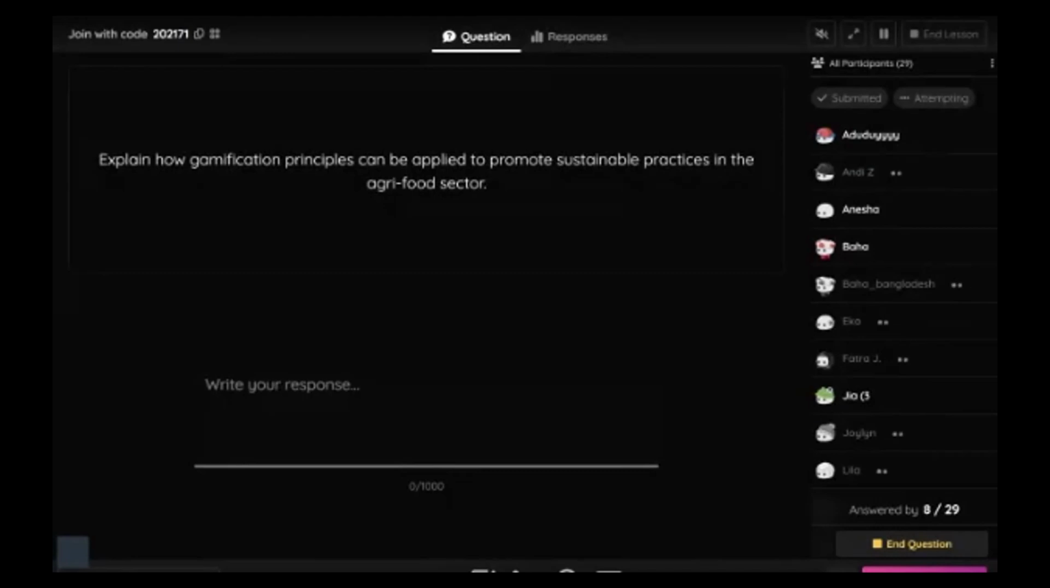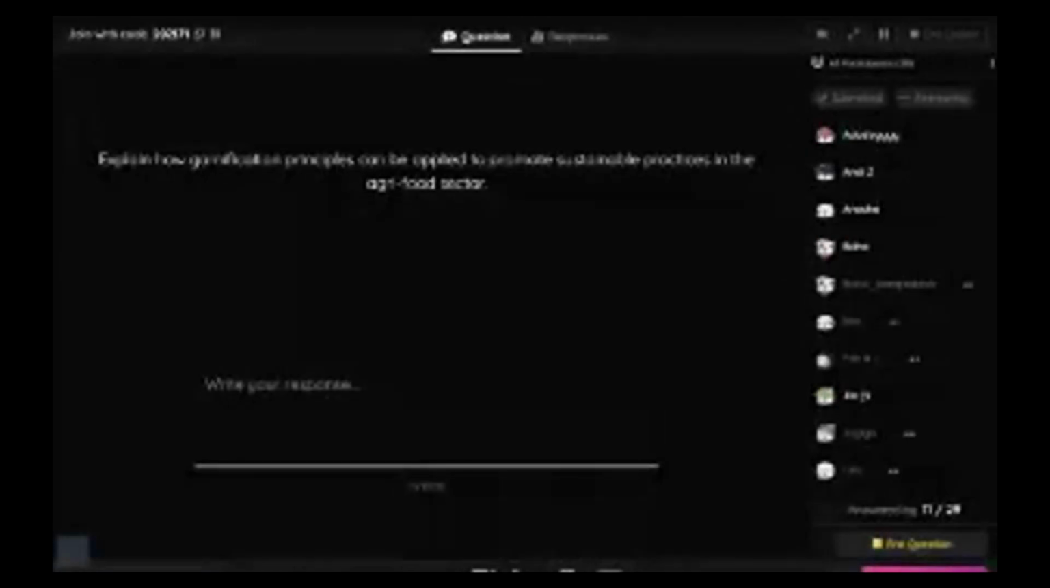So let's define it first. What are sustainable practices? Sustainable practices are any practices that we can implement in order to make the agri-food sector still exist with the current situations in our world. Maybe, for example, this is a summer course, but the weather is not really summery.